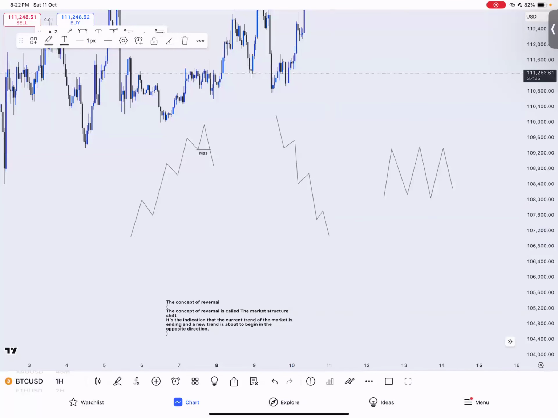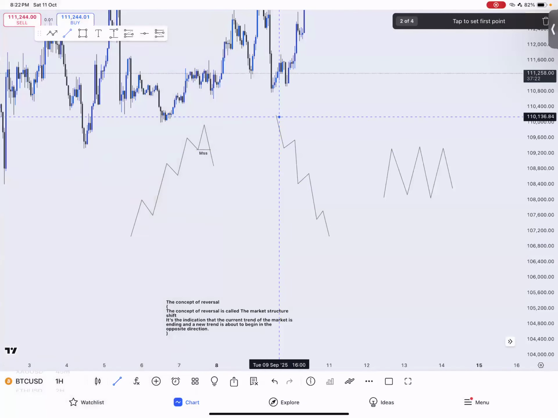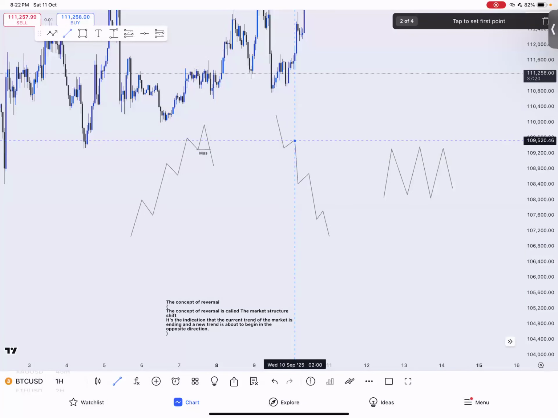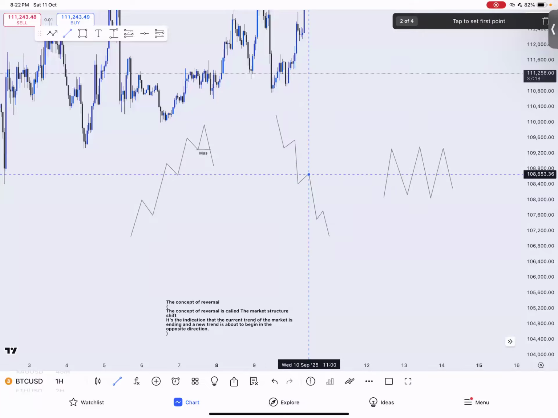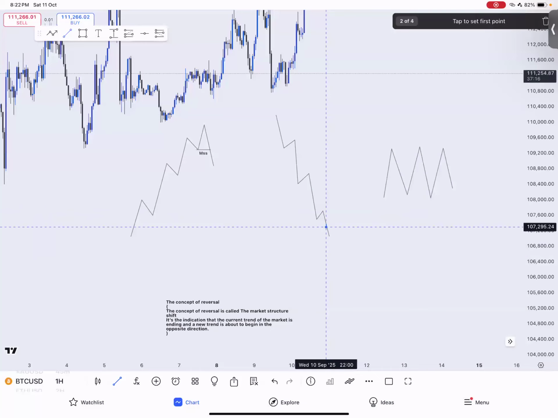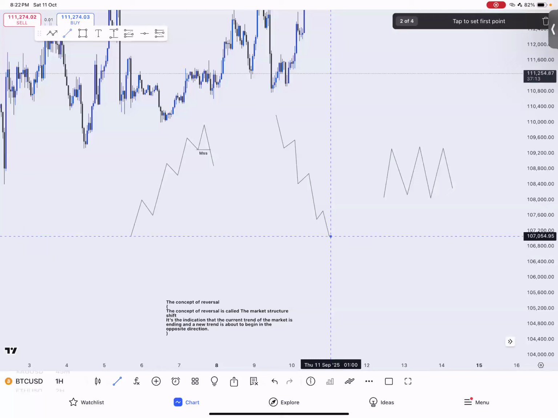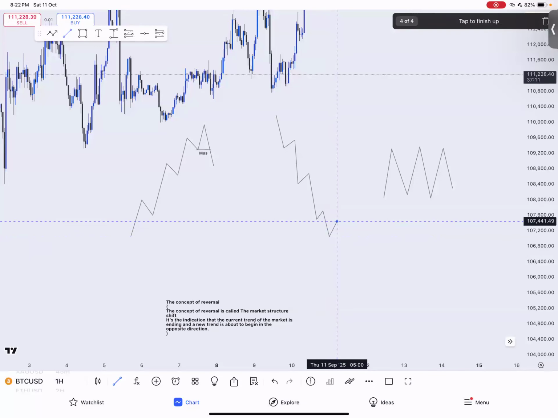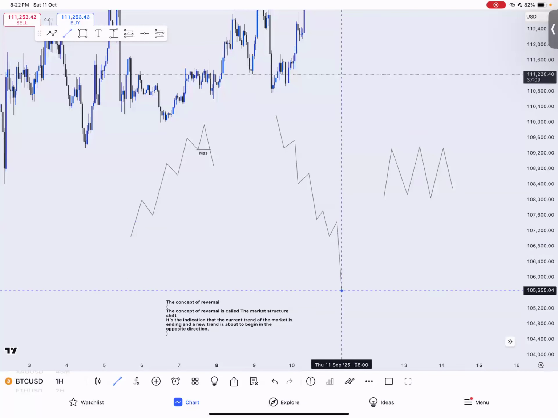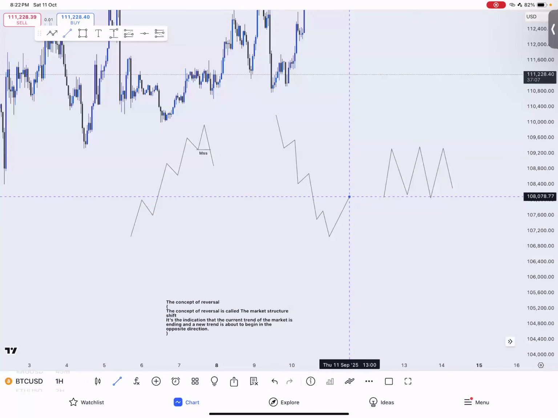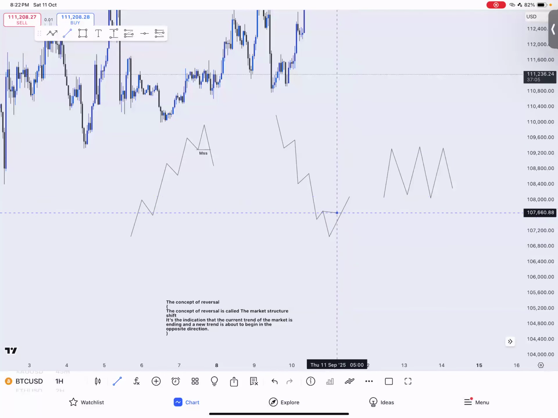Same thing, a downtrend is made up of what? Lower highs, lower lows. The moment price comes and then instead of making a new lower high to continue pushing the market to the downside, it takes out this high instead. The moment this happens, this is just what a market structure shift is.